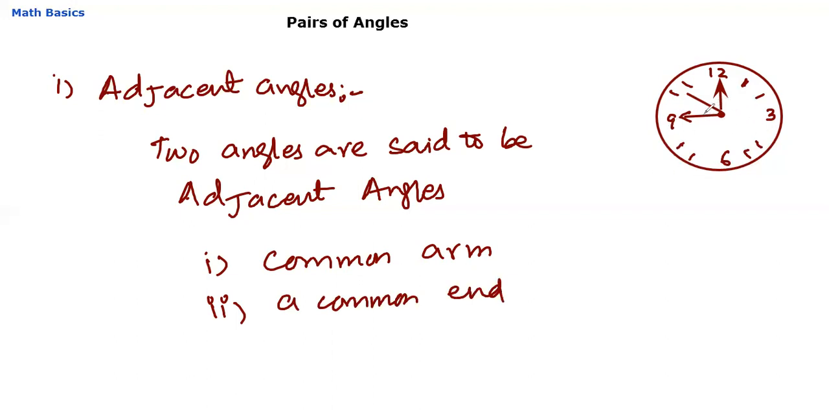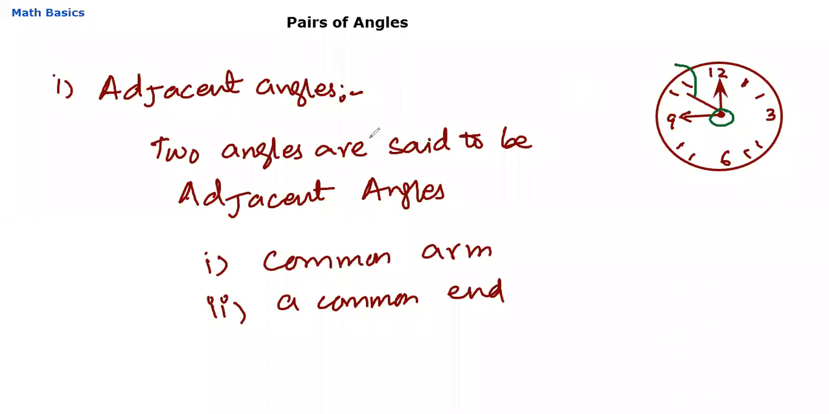So look at the clock. In this clock, we have a minute, second, and hour hands. These three hands of the clock make a pair of adjacent angles. These two angles have a common arm, which is the second hand, and they both have a common endpoint. This is the common endpoint, and this arm is the common arm between the two. So these are called adjacent angles.